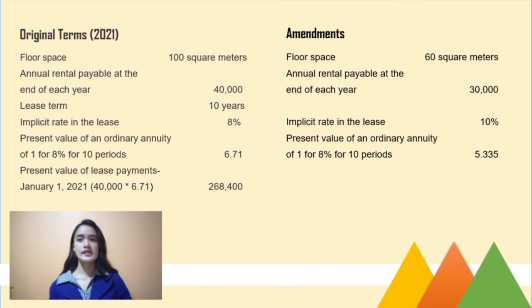Sa annual rental payable, from 40,000 pesos, naging 30,000 na lang siya. Sa lease term, walang nabanggit, which means i-continue lang natin yung term doon sa original agreement nila. Implicit rate, from 8%, naging 10% na lang. And yung present value of an ordinary annuity of 1 ay magiging 5.335.